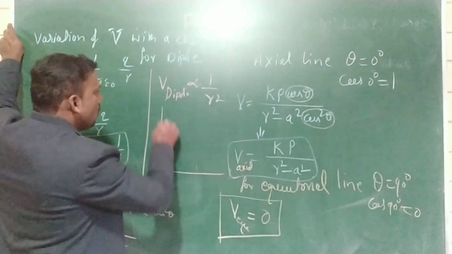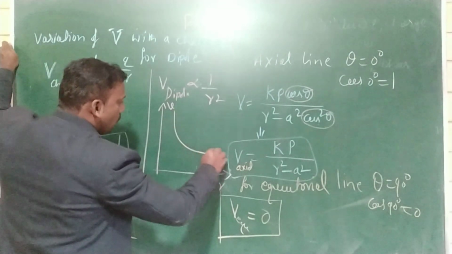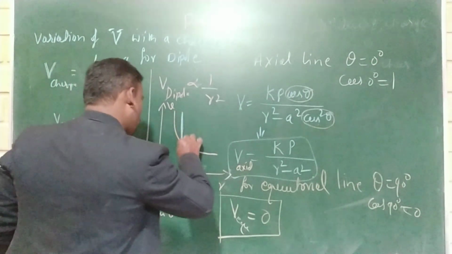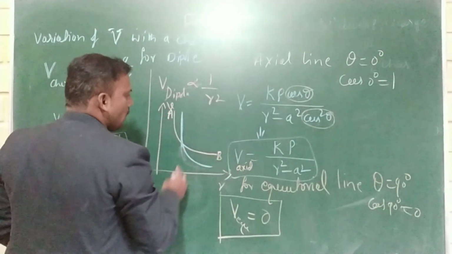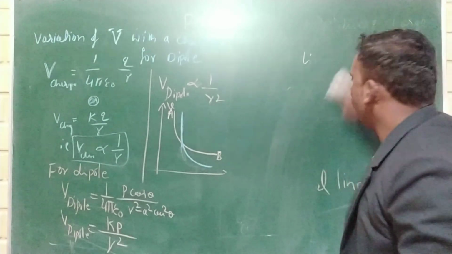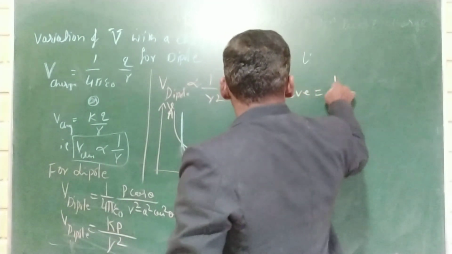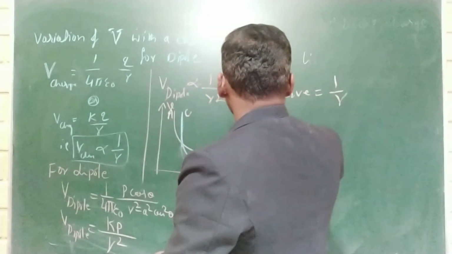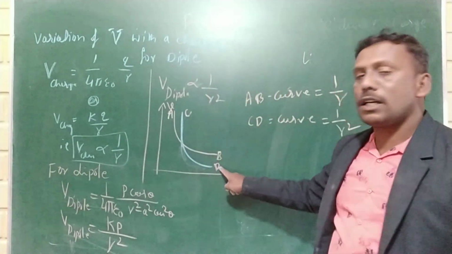The graph is V versus r. The AB curve represents 1 over r, and the CD curve represents 1 divided by r square. This curve is for charge and this curve is for dipole.